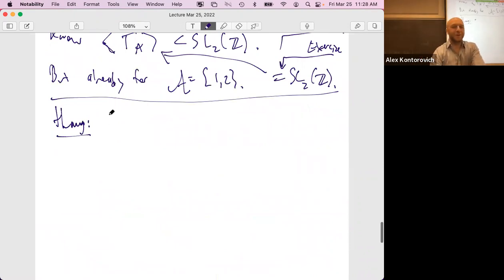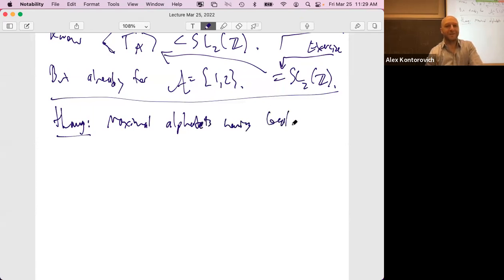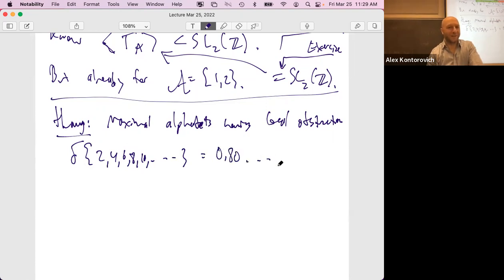So she identified the maximal alphabets having local obstructions. Oh, interesting. So what are the numbers that you get out of this? You take the infinite alphabet 2, 4, 6, 8, 10, and she computes the dimension of this alphabet. I don't remember what it is, 0.880 or something, and this has an obstruction. And there's another alphabet, which I think is like 1, 5, 9, 13, and so on. It's something like this. Interesting. And it turns out that this also has some dimension, 0.60.